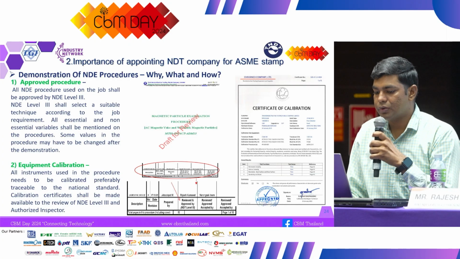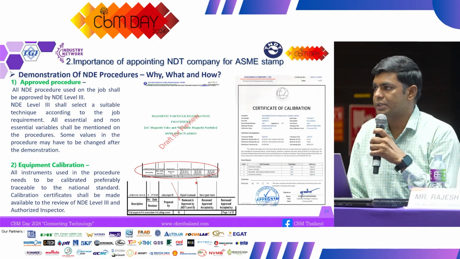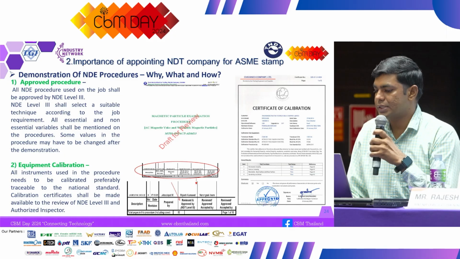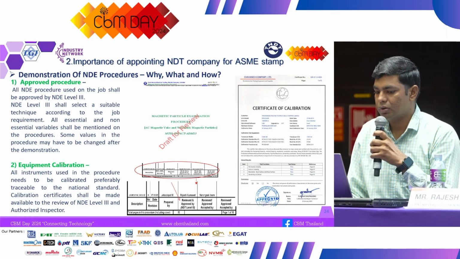Second, equipment calibration. All instruments used in the procedure need to be calibrated as per traceable national standards, and the calibration certificate shall be made available for review by the Level 3 and the authorized inspector. So in this certificate, an outside agency can calibrate the equipment and make sure the product has been calibrated or not.